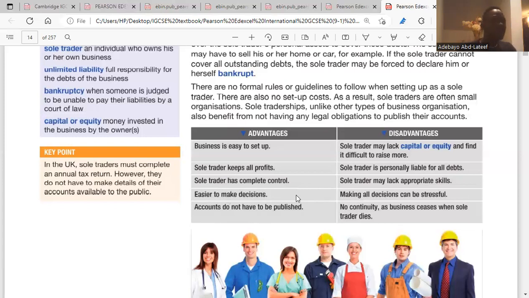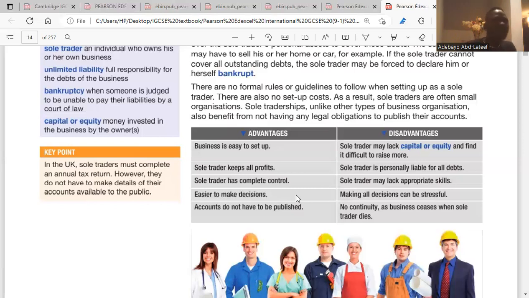The fourth one, easier to make decisions. Now that we talked about complete control, which means you have the ability to take decisions, the fourth one is talking about easier decision making. So you don't need to consult people. You don't have to consult people before you take your decision. You could take it at any point in time. You get it?